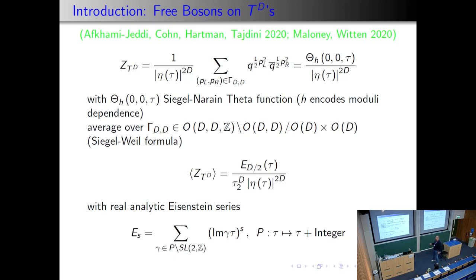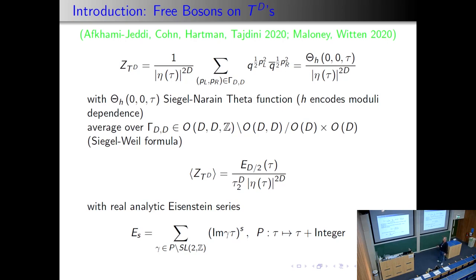Here you write down first the partition function. The eta is the Dedekind eta function that contains all the vibration modes. And this is a sum over the zero modes. This sum over the zero modes is expressed in this context in terms of a Siegel-Narain theta function. Here the subscript H encodes the moduli dependence, and that's the only moduli dependent part, coming from the sum over the zero modes.